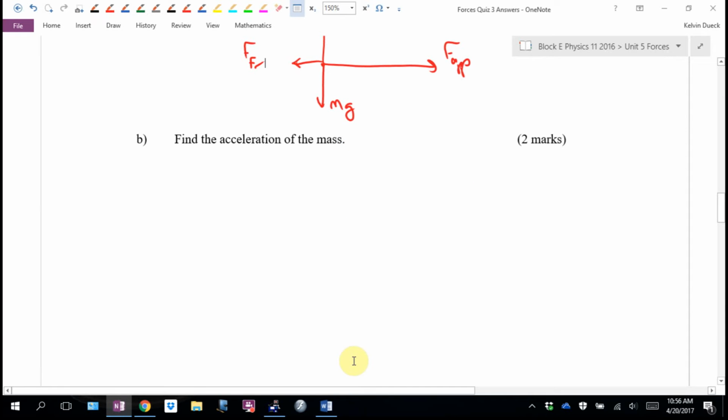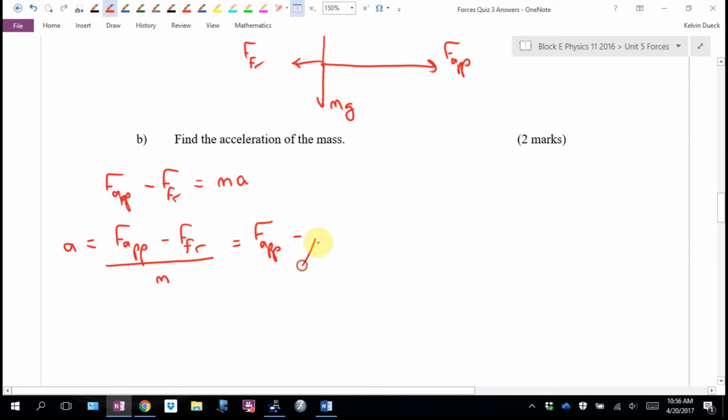It says find the acceleration. Who's winning? F applied. Who's losing? Friction. What's that equal? MA. I think then A is going to be F applied minus friction over M. It's going to be F applied minus mu times the normal force over M. I don't know the normal force. Oh, but look. I don't know the force the same size as the normal force this time because it's a nicer free body diagram. It's going to be F applied minus mu mg all over M.